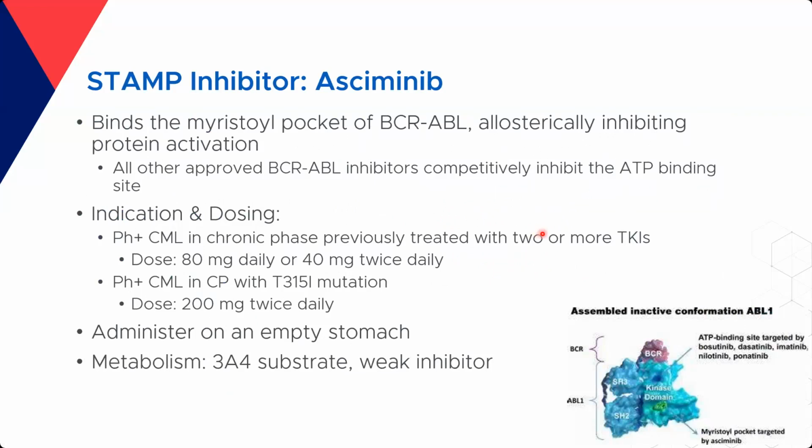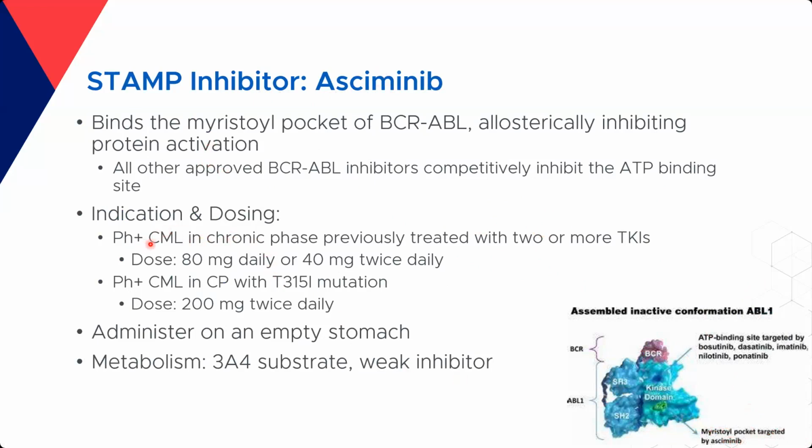One of the newer CML agents is asciminib. I also think it's the most difficult one to say. Asciminib is a STAMP inhibitor. So all of the other BCR-ABL inhibitors bind to the ATP binding site, which leads to competitive inhibition of the protein, whereas asciminib binds to this myristoyl pocket of BCR-ABL, and that leads to allosteric inhibition of the protein.